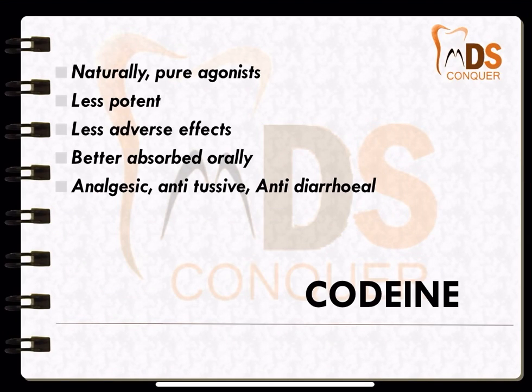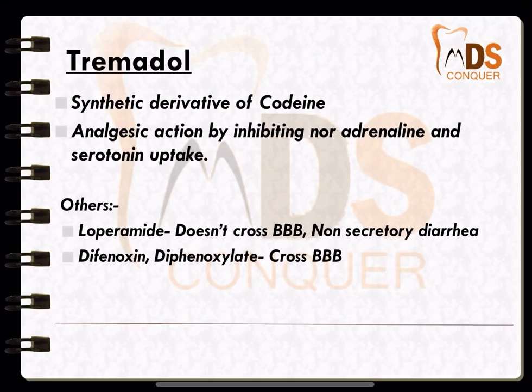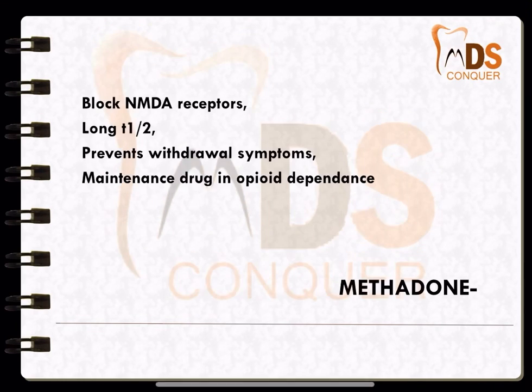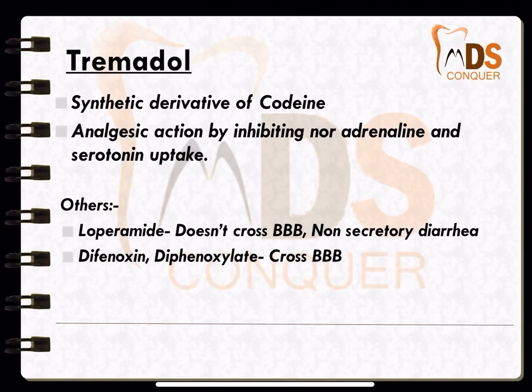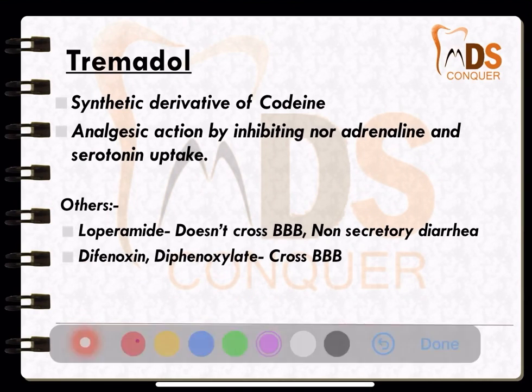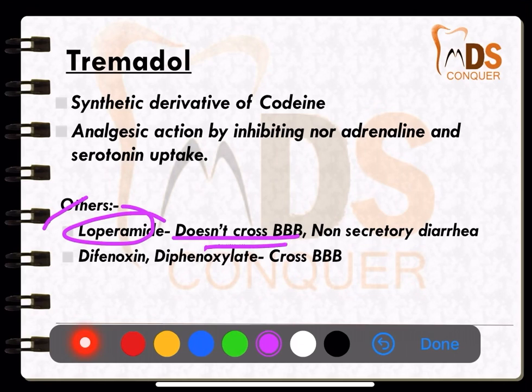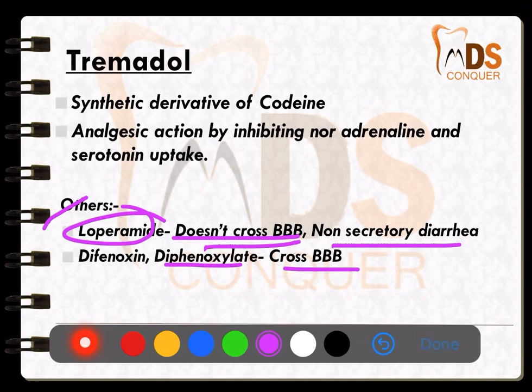Codeine, this is a natural pure agonist, less potent, less adverse effects. It is also given as an analgesic, antitussive and antidiarrheal. Tramadol, so analgesic action by inhibiting the noradrenaline and serotonin uptake. And methadone and other drugs like loperamide doesn't cross the blood-brain barrier and it's given in non-secretory diarrhea. Okay, whereas diphenoxylate crosses the blood-brain barrier.